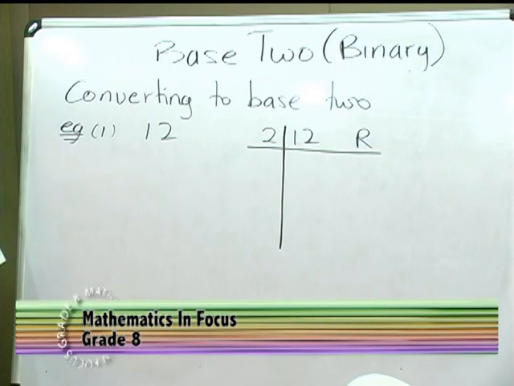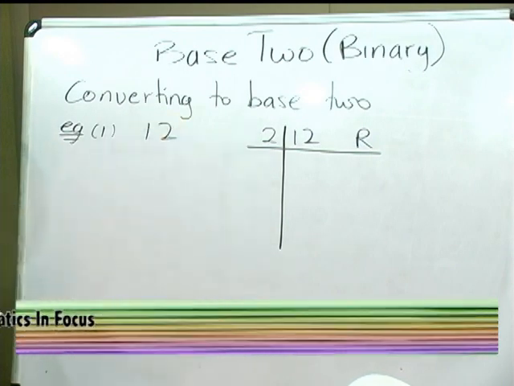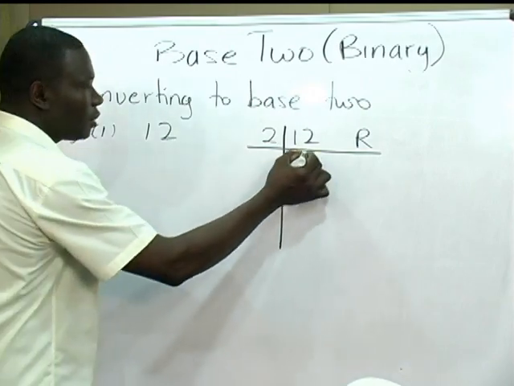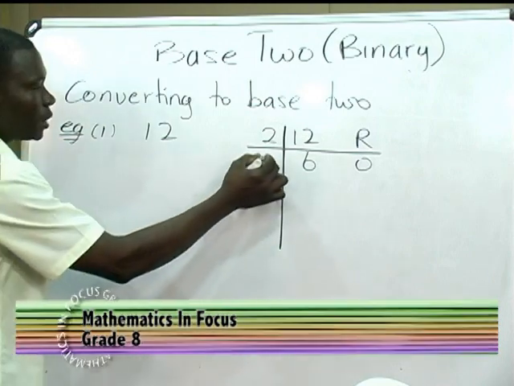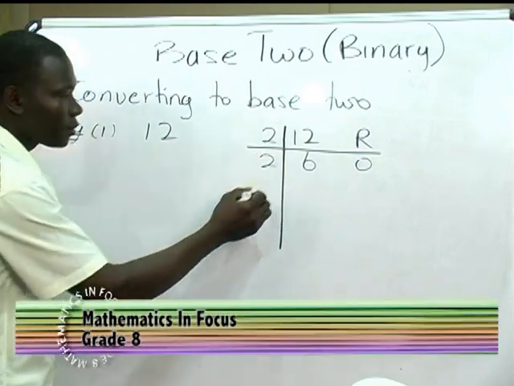And we start dividing and we list coming down. So we say 2 into 12, 6, remainder 0. Good. Then we go again. 2 into 6, 3.